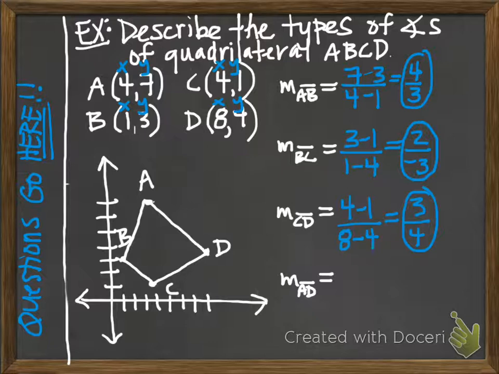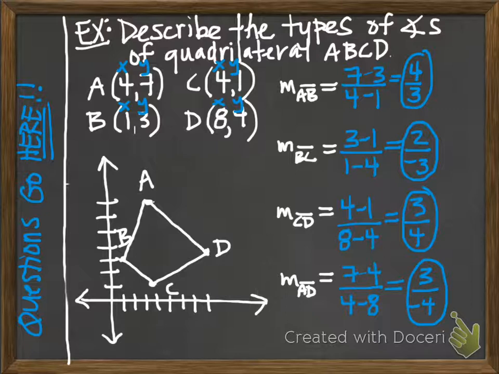And then the last slope is between points A and D. My y coordinates of A and D are 7 and 4, so we could do 7 minus 4. And then my x coordinates of 4 and 8, I would need to subtract 4 minus 8 to be consistent with my numerator. When I subtract, I get 7 minus 4 is 3, and 4 minus 8 is negative 4, which means that whole fraction is negative.